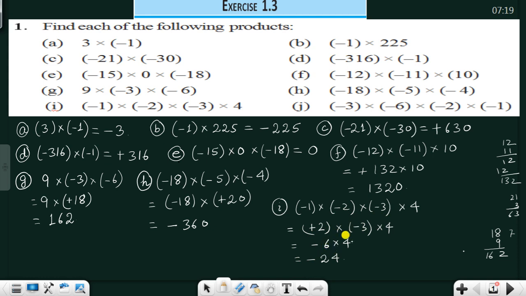Now question number J. Question number J is minus 3 into minus 6 into minus 2 into minus 1. If you multiply these two, then minus into minus is plus, and 3 into 6 is 18, into minus into minus is plus, and 2 into 1 is 2, right? That is 18 into 2, and we are getting 36, and that is our answer, right?